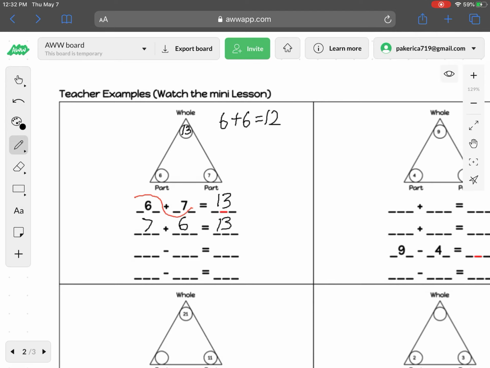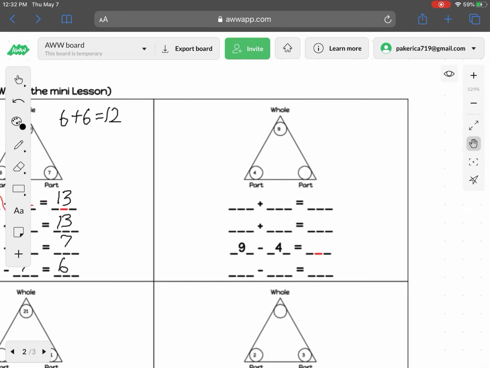When I'm subtracting, I know I always take away from my biggest number or my whole, so I'm going to start my subtraction equations with my whole, which was 13. That leaves me with my parts of 6 and 7. To complete my equation, it's going to be 13 minus 6 equals 7, or 13 minus 7 equals 6. Because again, the only numbers that switch places in my equation are going to be my 2 parts. Let's look at the next example.